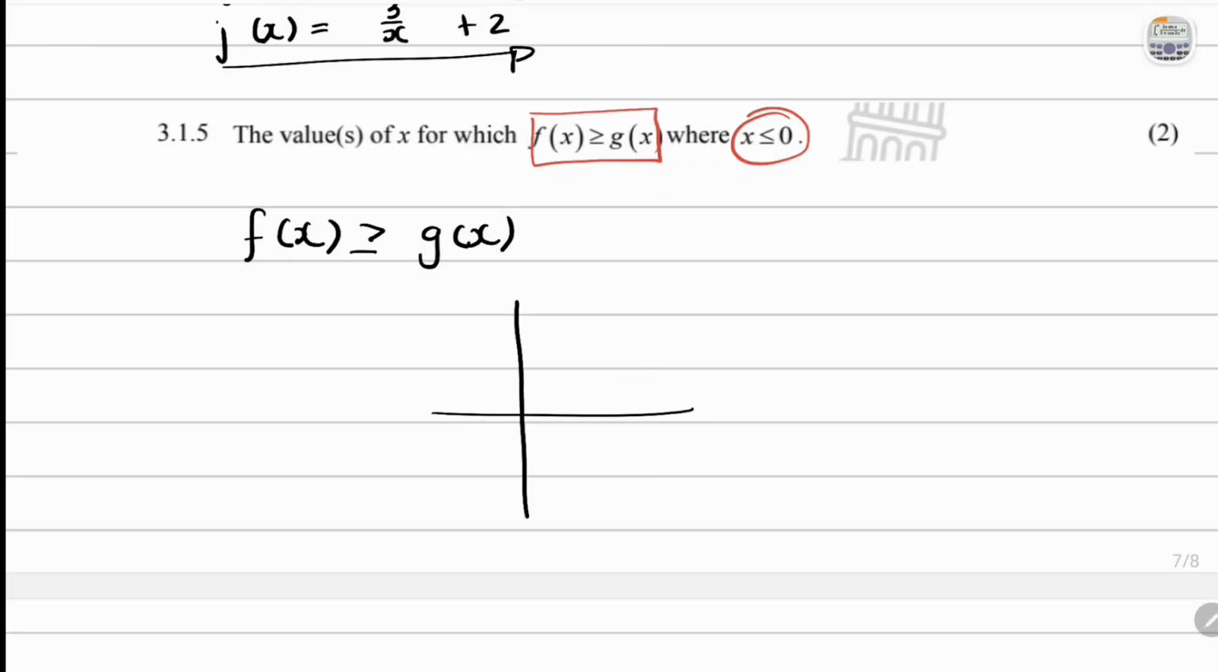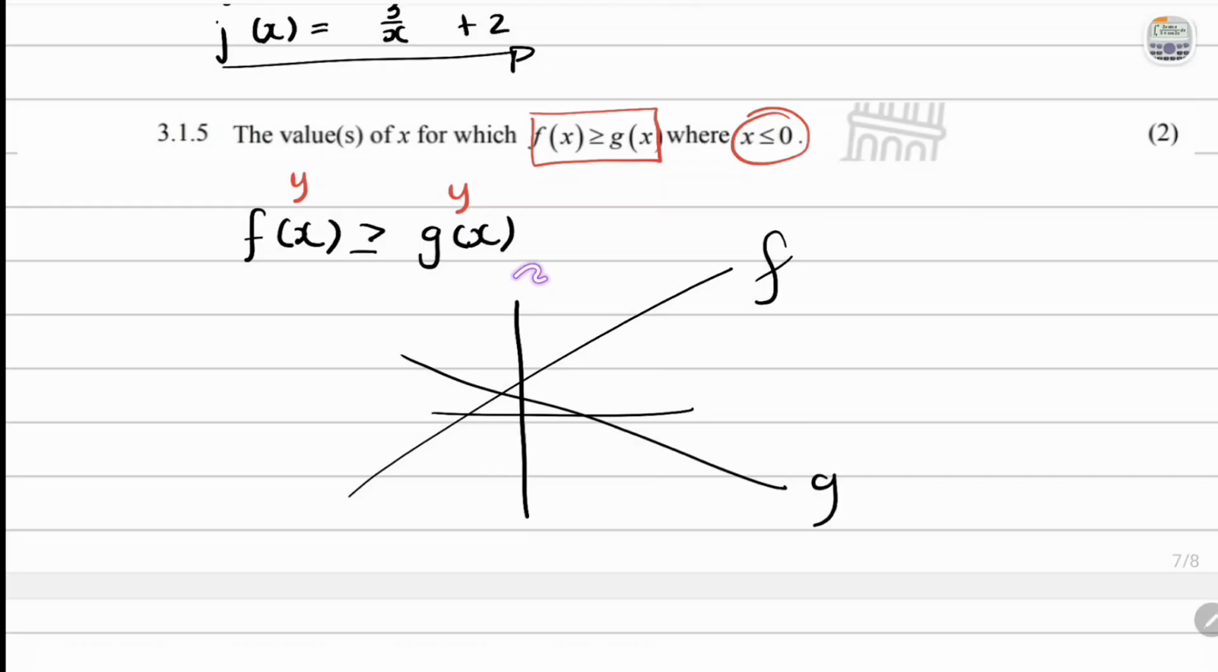Remember, they're still saying f of x and g of x. These stand for y. So they're saying where are the y values of f? For example, if this is f and this is g, they're just asking you, where are the y values of f above the y values of g? Where are they greater than the y values of g? So you see now that for the y values of f to be greater than the y values of g, you're only going to look for places where the graph of f is above the graph of g.